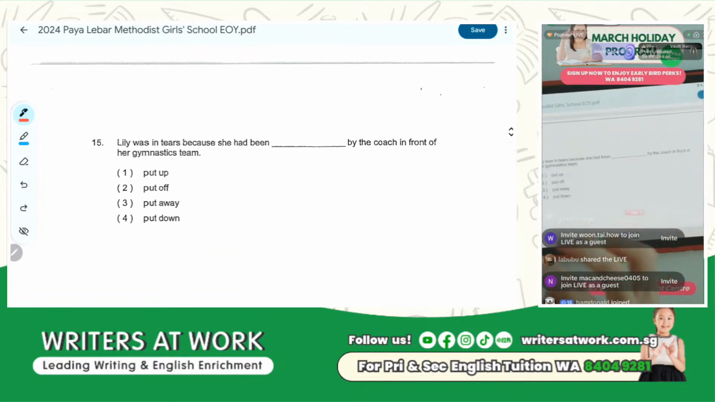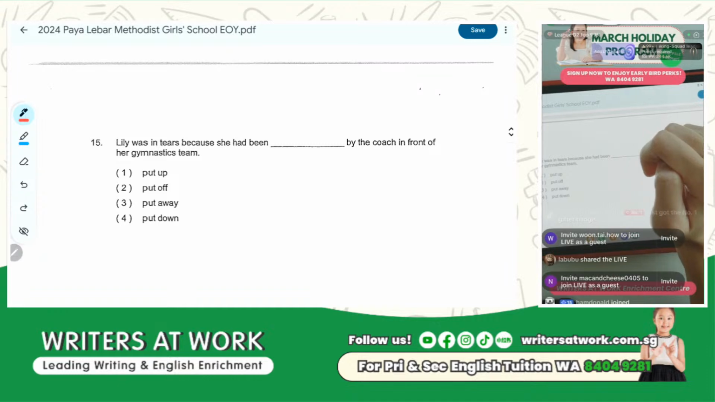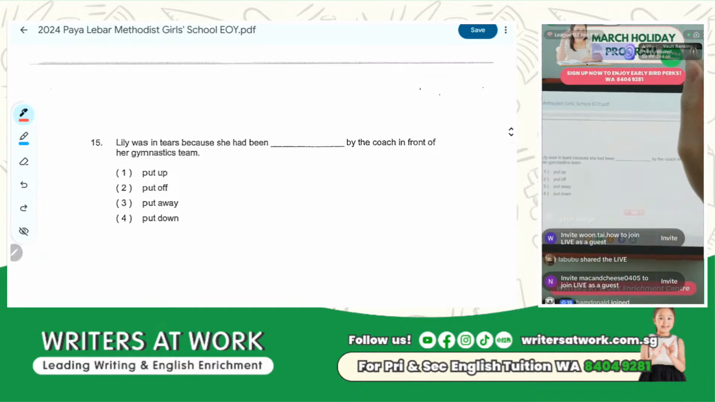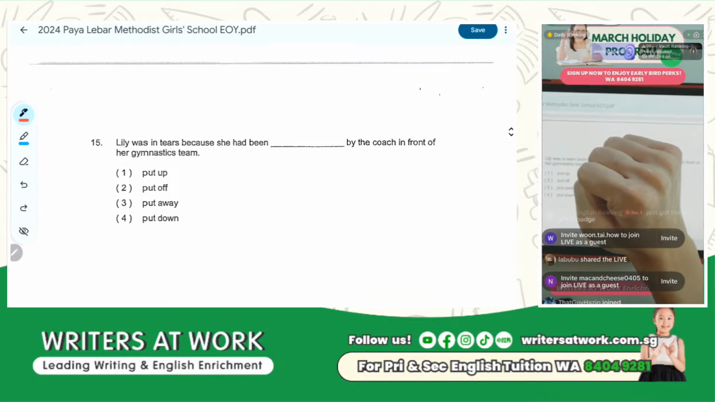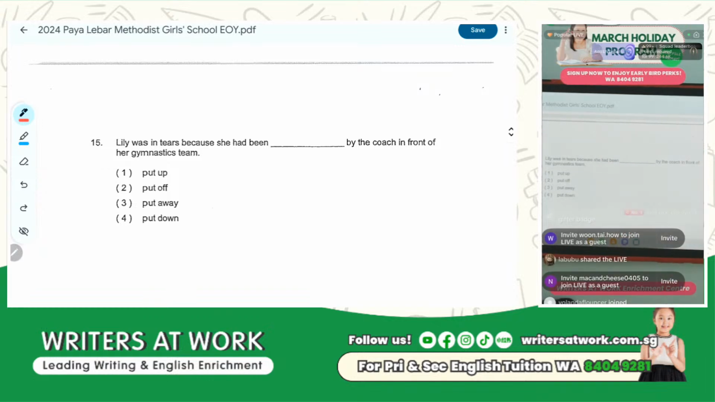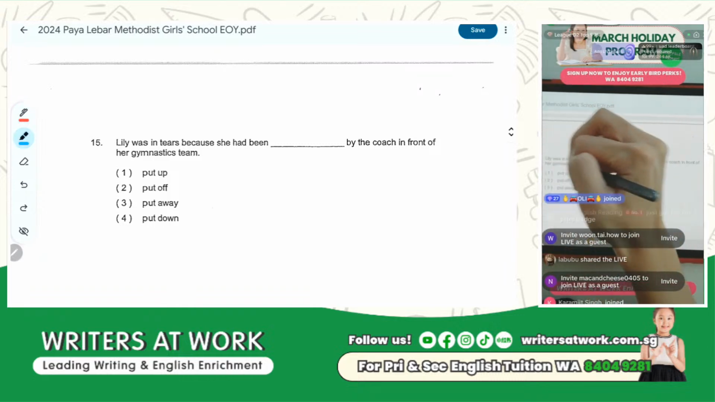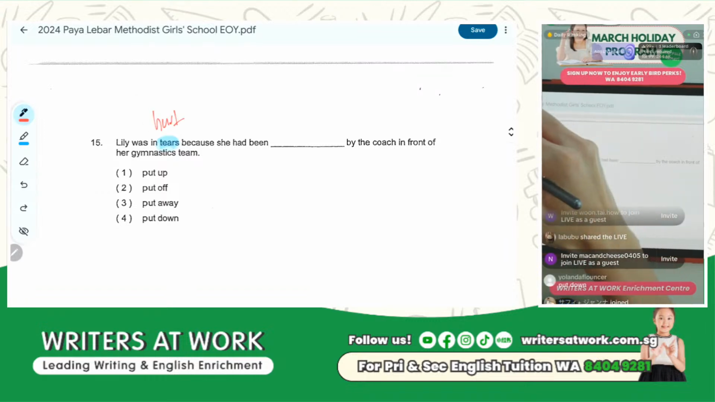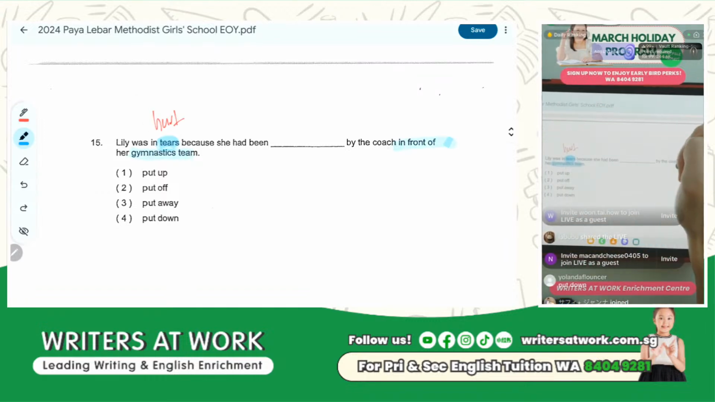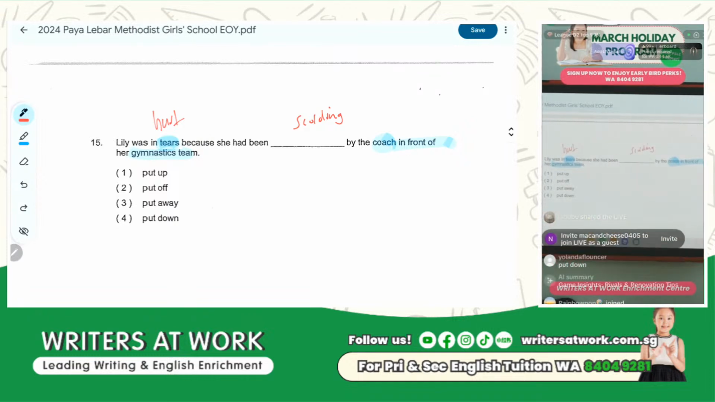Okay, question 15 here is a phrasal verb question. Usually this is a more challenging question, and I hope everybody can learn something today. Lily was in tears because she had been dashed by the coach in front of her gymnastics team. So you can see that here there is in tears, I mean she's very hurt. Next thing we observe is in front of gymnastics team by the coach. So we are looking at some kind of scolding. So imagine you get scolded in front of your classmates. You'll feel very embarrassed.